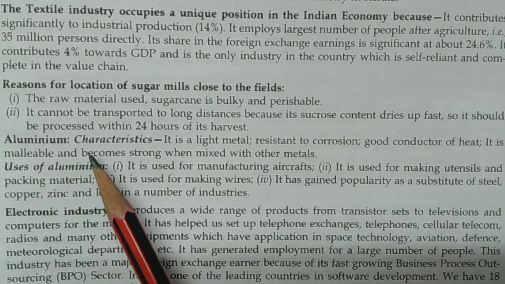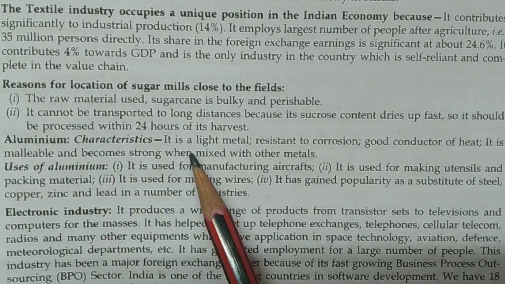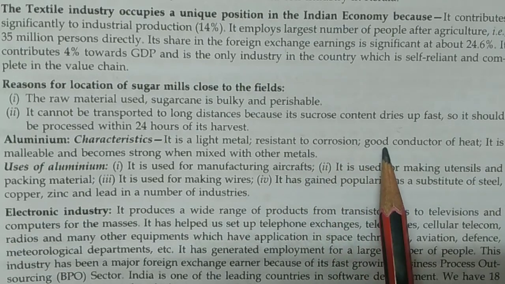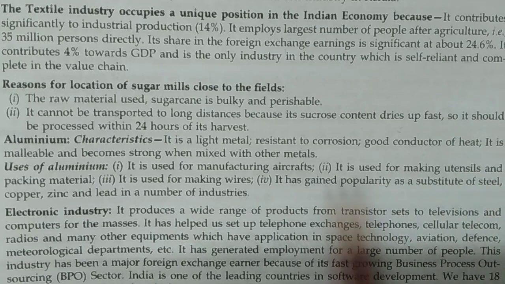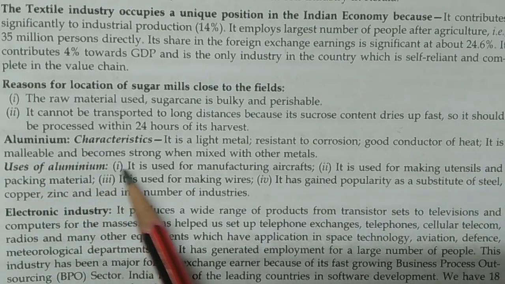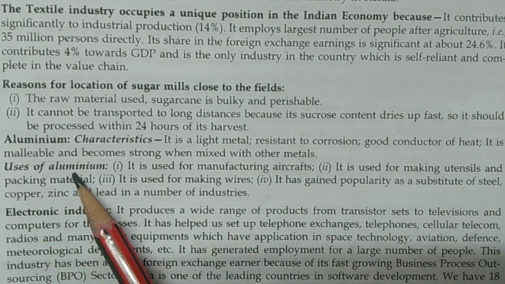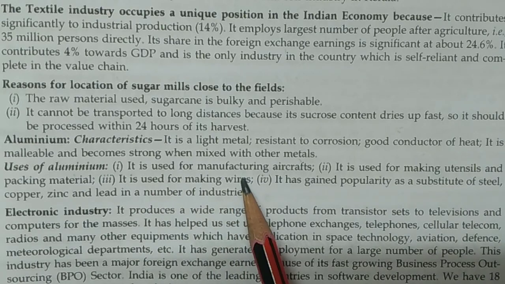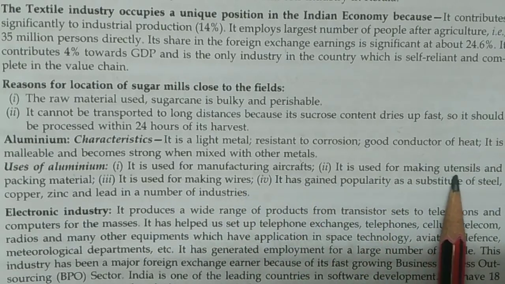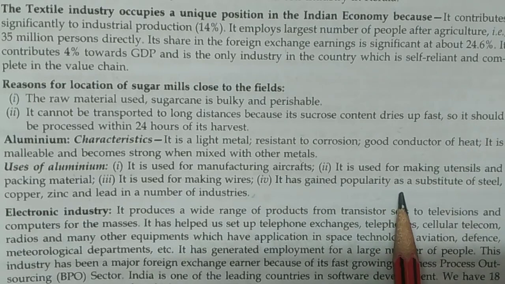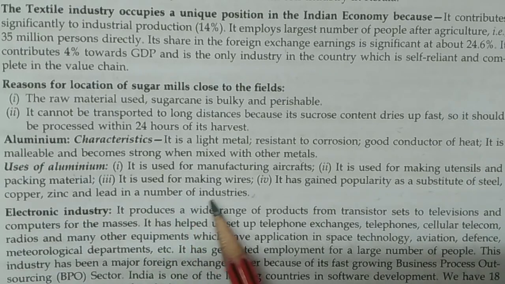Next, aluminium characteristics. It is a light metal, resistant to corrosion, a good conductor of heat. It is malleable and becomes strong when mixed with other metals. Next, uses of aluminium. It is used for manufacturing aircraft. Second, it is used for making utensils and packing materials. Third, it is used for making wires. And fourth, it has gained popularity as a substitute for steel, copper, zinc, and lead in a number of industries.